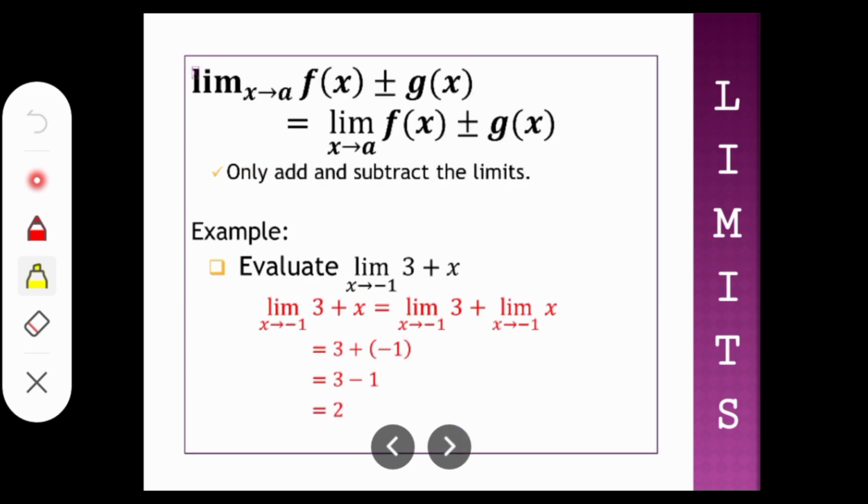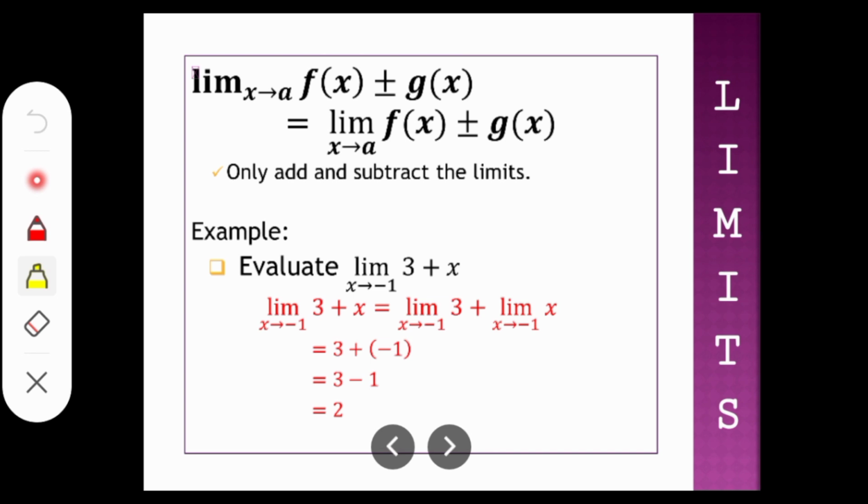The next property is the limit of f of x plus or minus g of x as x approaches a, which equals the limit of f of x plus or minus the limit of g of x as x approaches a. So for two functions f of x and g of x in addition and subtraction, we can distribute the limits. We evaluate first the limit of f of x as x approaches a, plus or minus the limit of g of x as x approaches a.